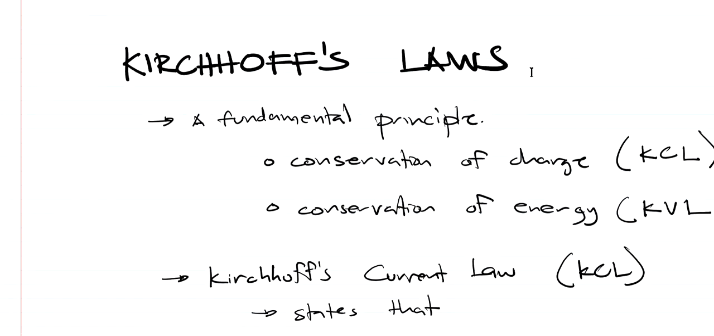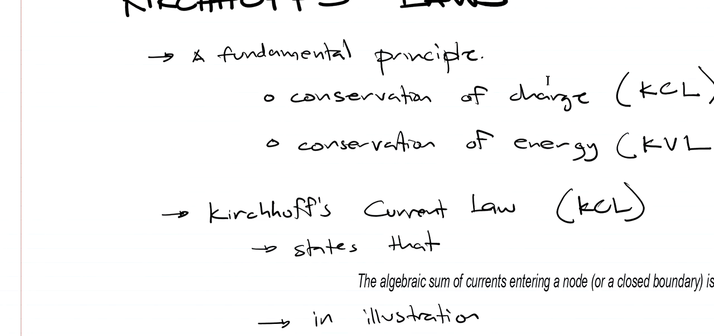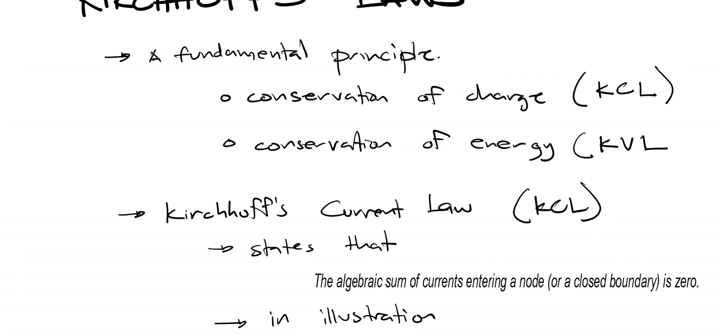Laws, because it has two laws. One law, or the first law, is based on the conservation of charge, or the KCL, and the other law is based on the conservation of energy, or KVL. Kirchhoff's current law and Kirchhoff's voltage law. As you can see, it's based on our fundamental quantity, the charge, meaning the charge is conserved, and for the energy, also energy is conserved.